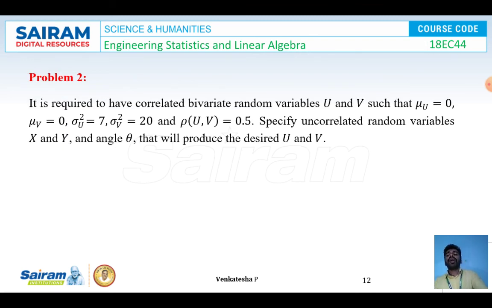Problem number 2. It is required to have the correlated bivariate random variables u and v such that mu u is equal to 0, mu v is equal to 0, sigma u square is equal to 7, sigma v square is equal to 20, and the correlation coefficient of u comma v is given by 0.5. Specify the uncorrelated random variables x and y and the angle theta that will produce the values of u and v.